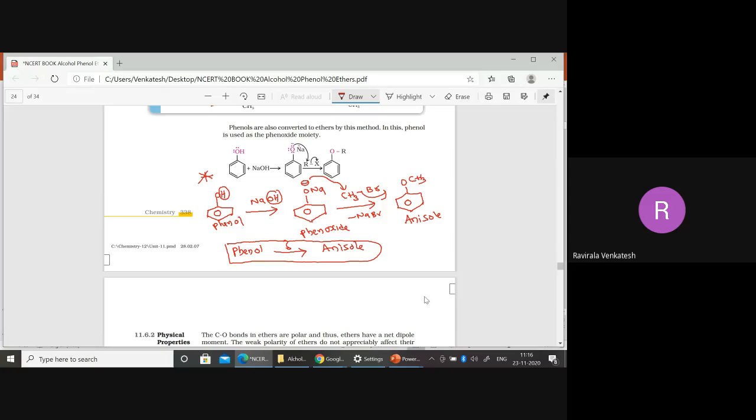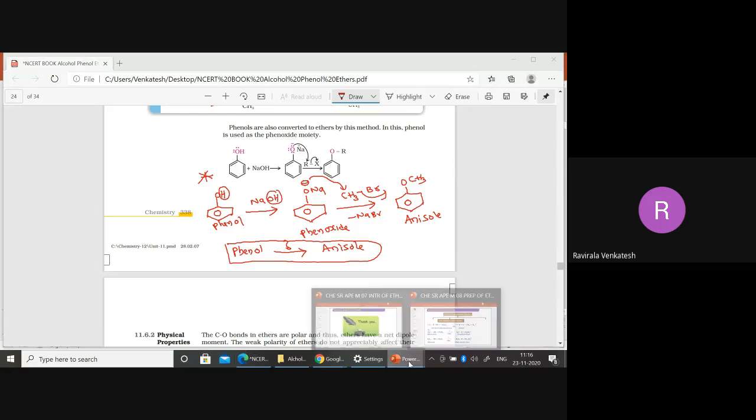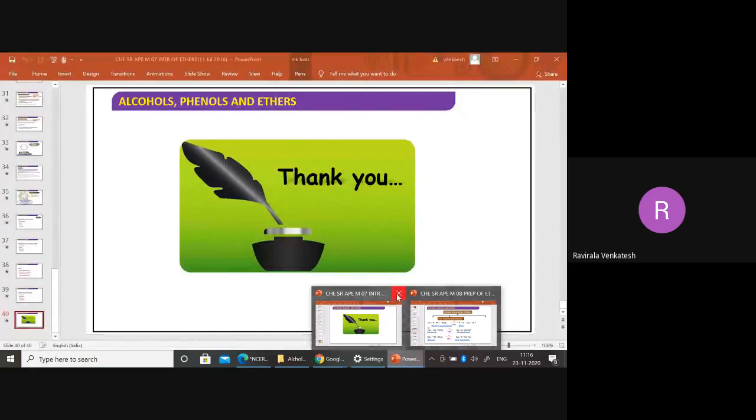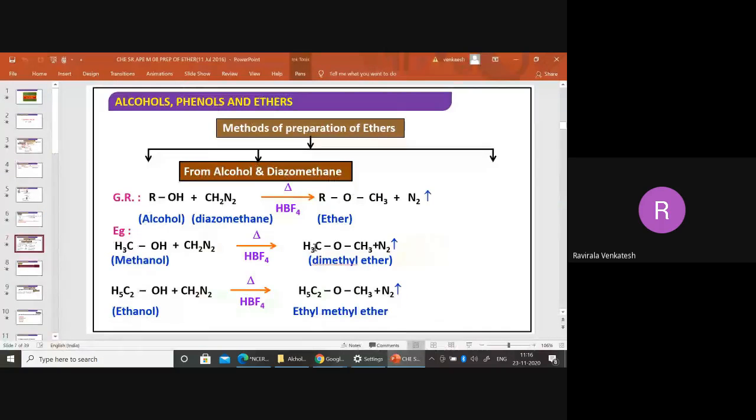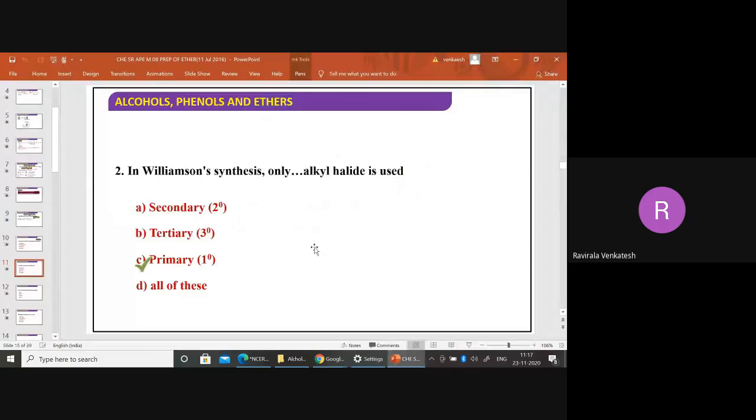Now, what type of reaction is it? That one also let me see now. What type of chemical reaction is it? Let me see that one also.